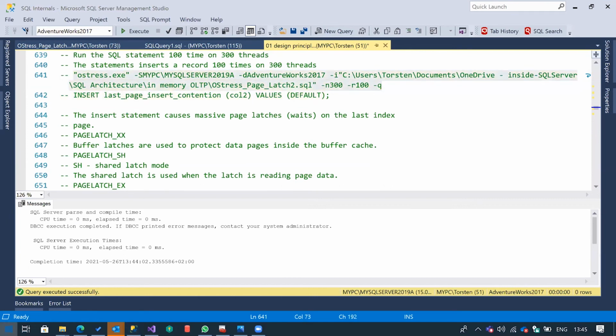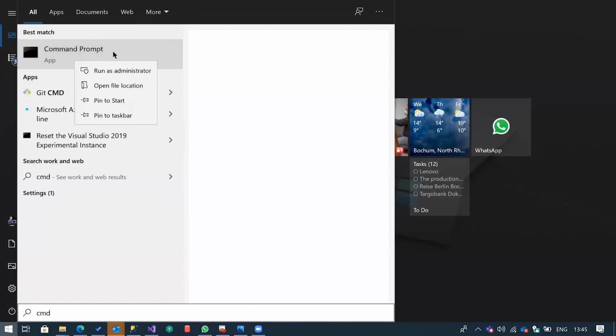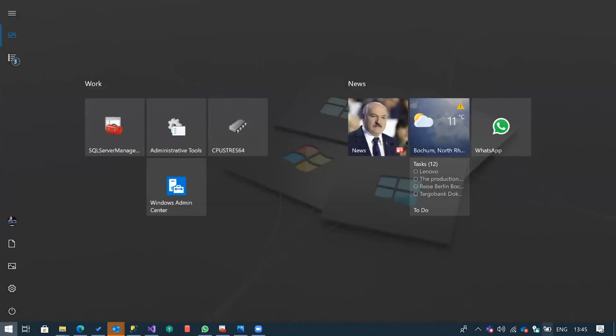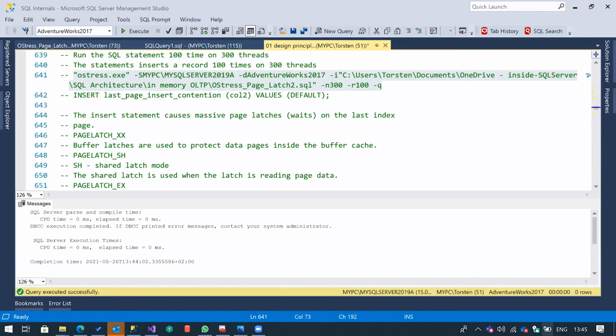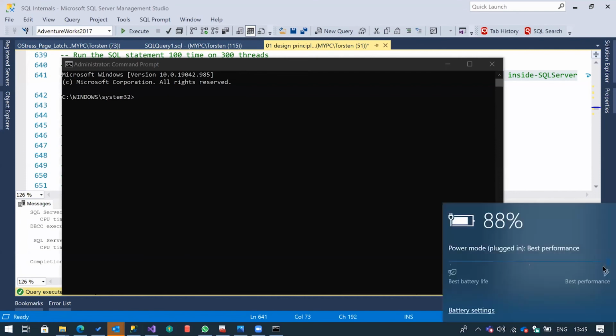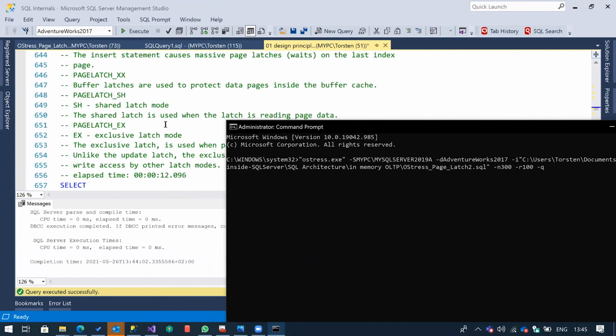Execute. What is wrong here? Again, execute CMD. My PC is horribly slow. I don't know whether this is caused by Zoom, but it is not that fast. Okay, nevertheless, I will execute this query now.